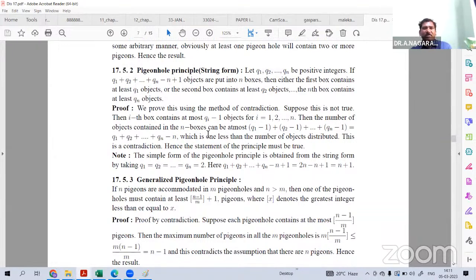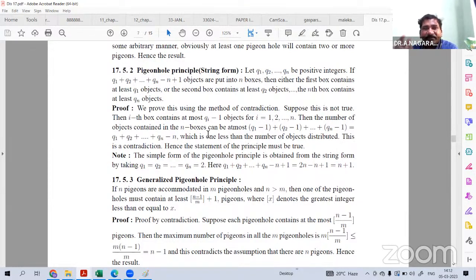Now I will go for 17.5.2. Pigeonhole principle, string form. Let q1, q2, and so on qn be positive integers. If I take Q1 plus Q2 plus so on Qn, minus n plus 1 objects and put them into n boxes, then either the first box contains at least Q1 objects, or the second box contains at least Q2 objects, and so on, or the nth box contains at least Qn objects.